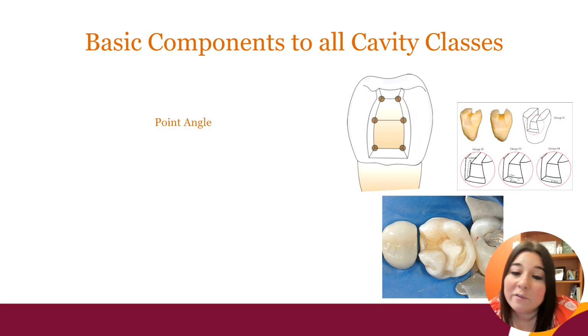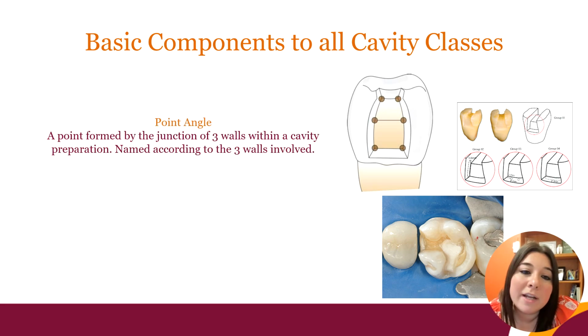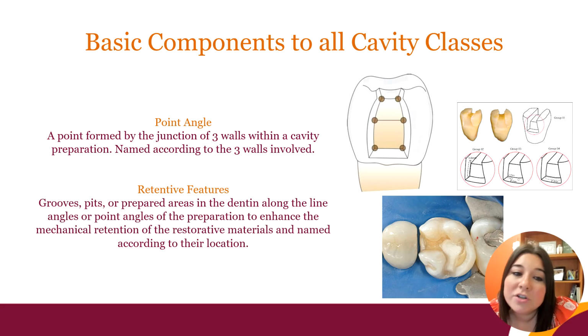So next we have point angles. A point angle is formed by the junction of three walls within a cavity prep. They are named according to the three walls involved. Retentive features include grooves, pits, or prepared areas in the dentin along the line angles or point angles of the preparation to enhance the mechanical retention of the restorative materials, and they are named according to their location.